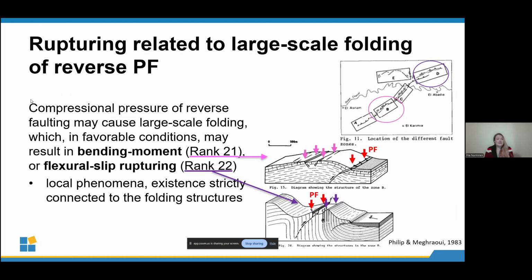In addition to these, in our database, we also have a few cases in which we can recognize distributed faulting related to large-scale folding caused by a reverse principal fault. These are examples of bending moment rupturing and flexural slip rupturing, which are both very site-specific and very local phenomena. Their existence is strictly connected to folding in general.